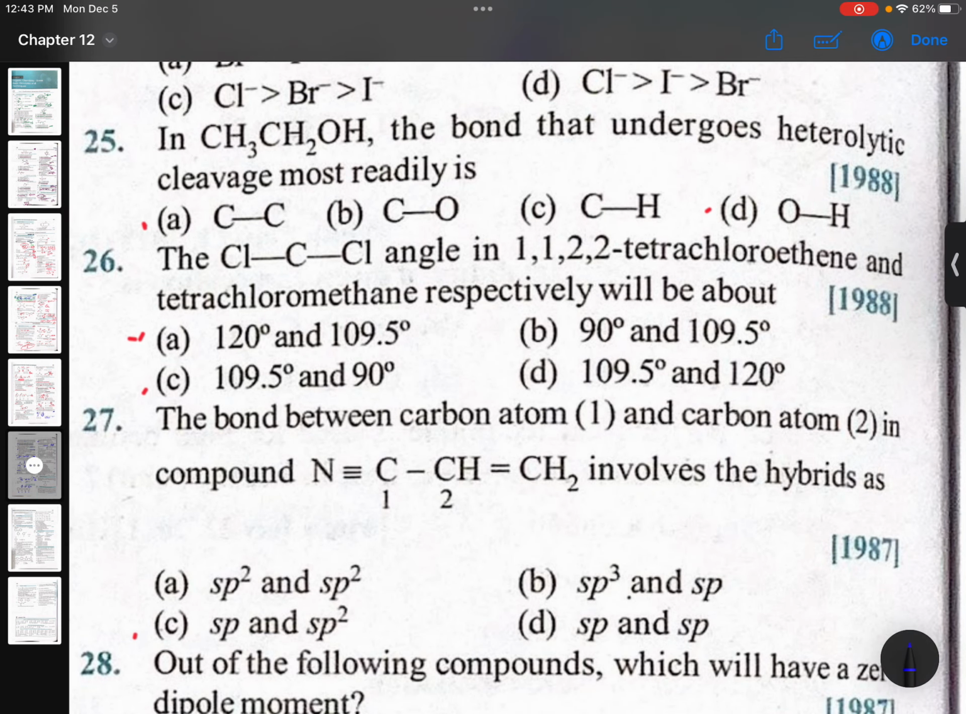In CH3CH2OH, the bond that undergoes heterolytic cleavage most readily is? Okay. See here, O-H and C-C. The C-C bond is between atoms of the same electronegativity, so it won't break. The C-H is also not readily breaking. This is the better option, because oxygen is more electronegative and hydrogen is less electronegative, so this is more possible.